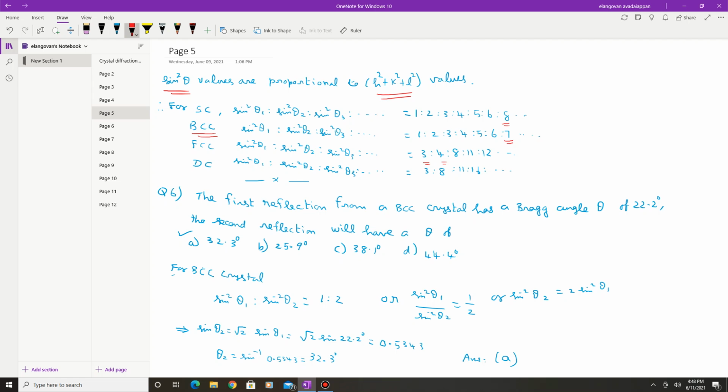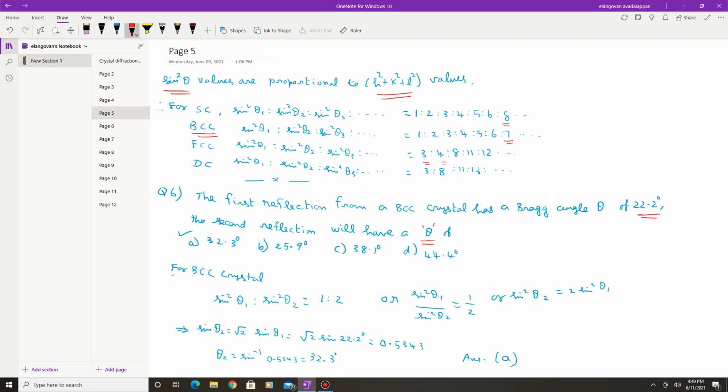So using the above rule, you can calculate this. You can find out the values very easily. Now let us see question number 6. The first reflection from a BCC crystal has a Bragg angle theta equal to 22.2 degree. The second reflection will be theta of what? So you are asked to find theta for the second reflection. Sin square theta 1 is the first reflection, theta 2 corresponds to the second reflection, theta 3 corresponds to the third reflection. So here they asked only about the first and second reflection.